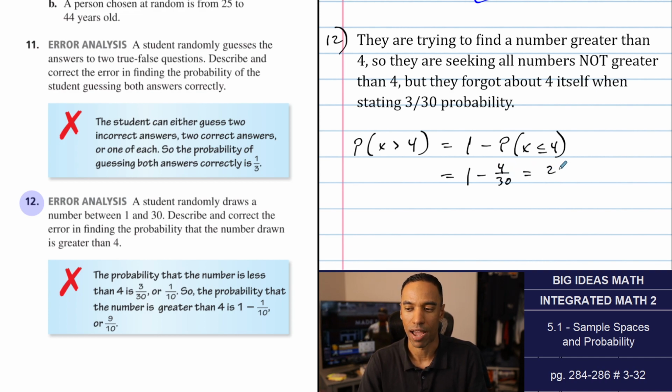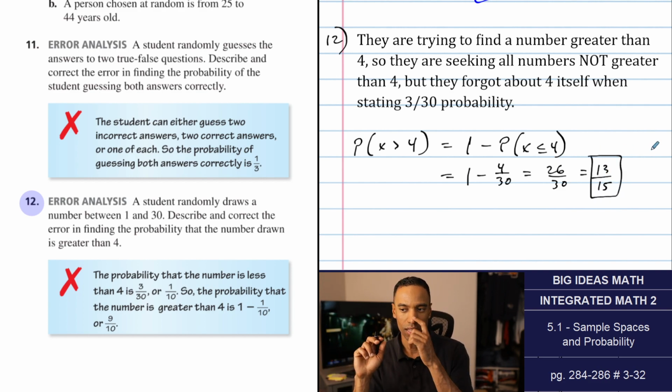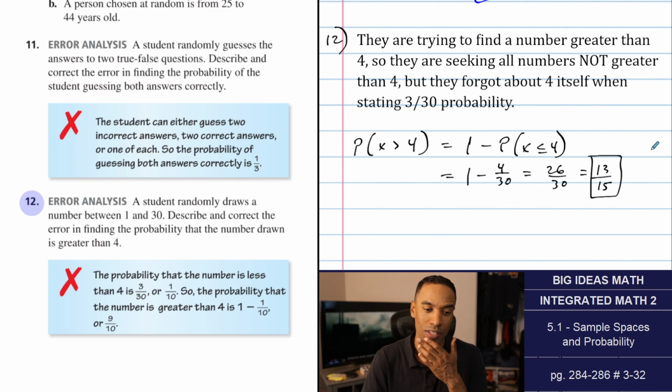Now, I'm reducing the fraction last, not first like they did. 26, it doesn't matter. And that's 13 out of 15, and that's how we're going to write that. They didn't write anything after that when it comes to decimal, so I'll just leave it as a fraction as well. But 13 out of 15 odds, which is less than 9 out of 10.